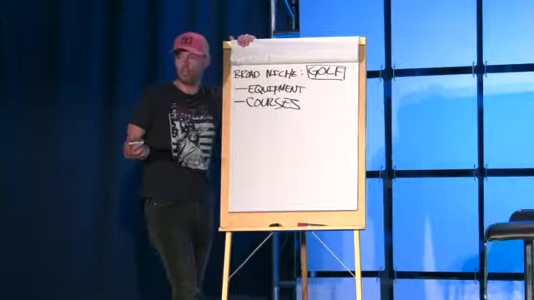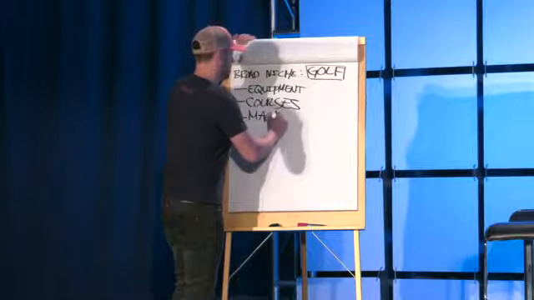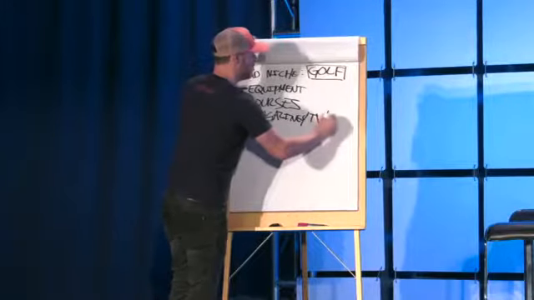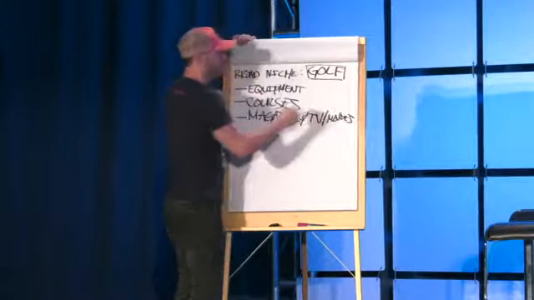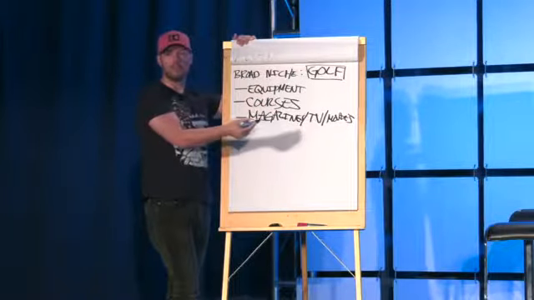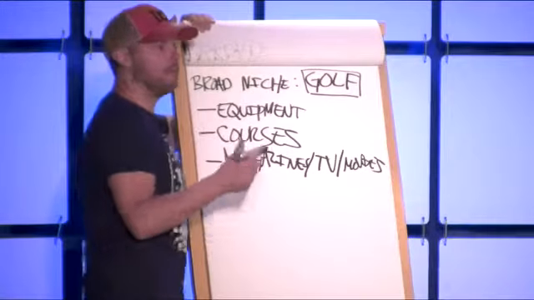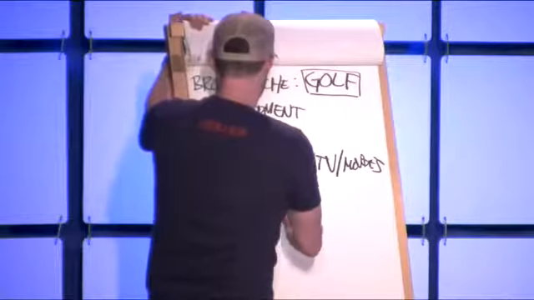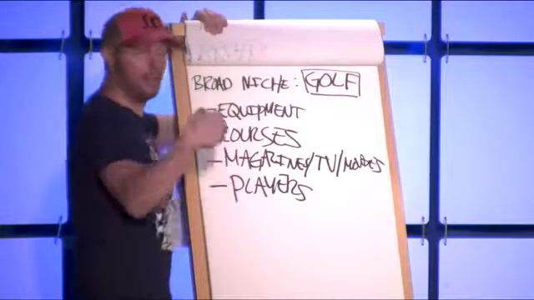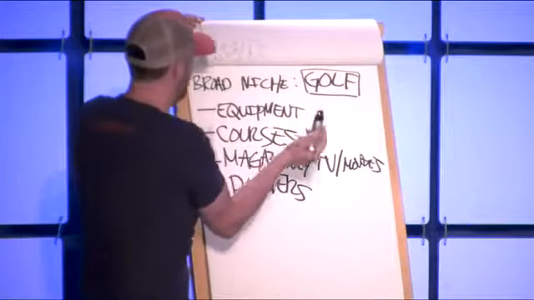Okay, what else do you get? What else comes to mind? Magazines. Let's do magazines, TV, movies. There's movies people watch about golf, TV shows about golf, magazines, publications, stuff like that. What's something else not on this list? Arnold Palmer. So that would be like a player. Players. That's where you would have someone like Tiger Woods, Rory McIlroy, Arnold Palmer, Jack Nicklaus, all these people, right? So we have equipment, courses, magazines, players.